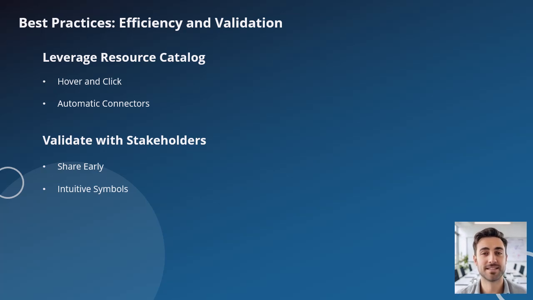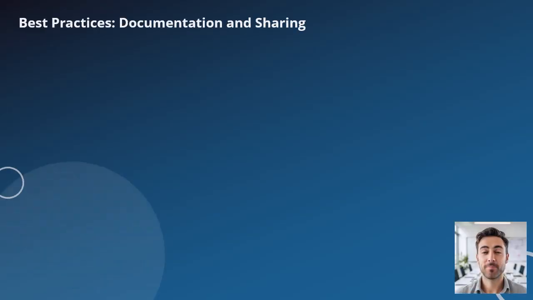Use BPMN's intuitive symbols to facilitate discussions with non-technical stakeholders. This visual language bridges the gap between business needs and technical requirements. Maintain documentation synchronization using tools that generate SOP manuals from models. Consider AI-powered generation for complex processes and export effectively for different audiences.